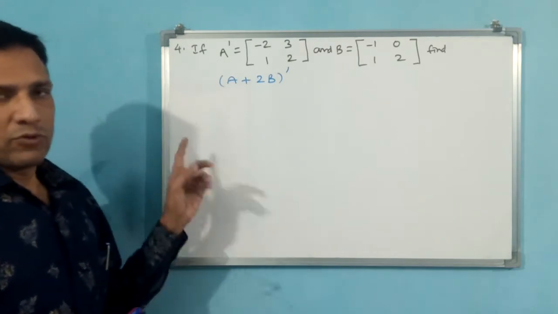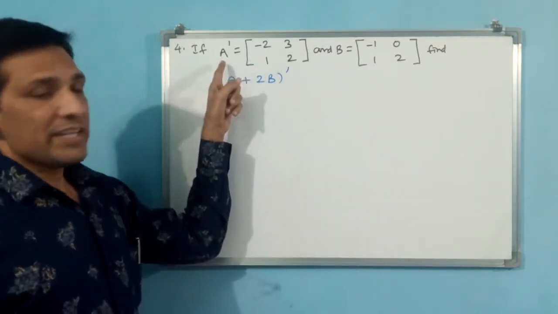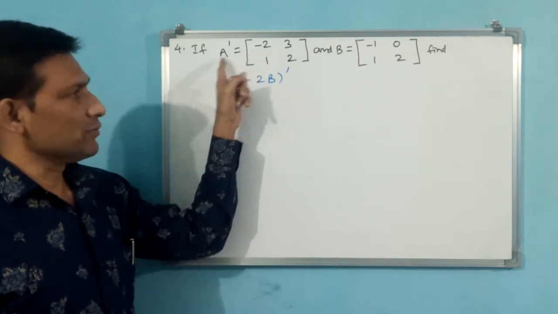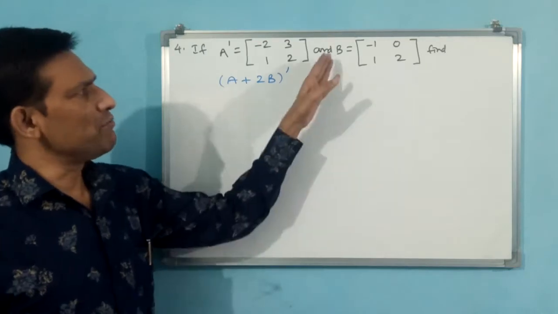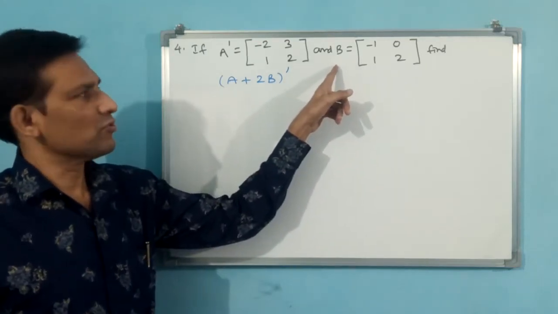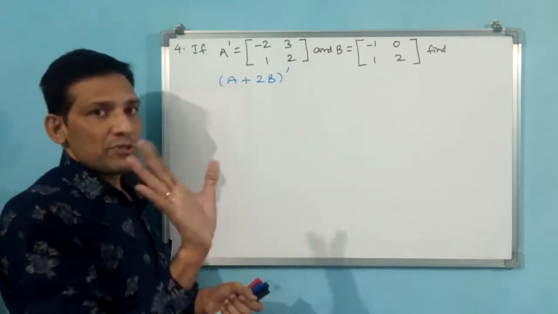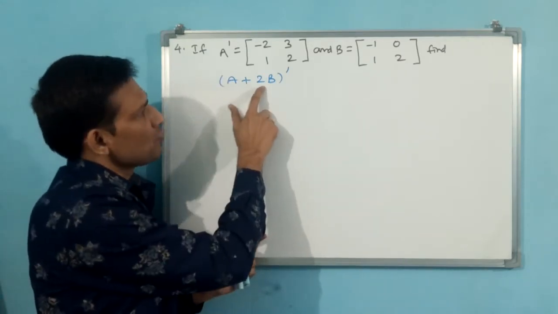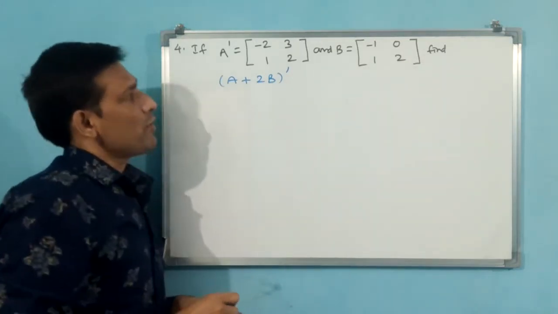Okay. See the fourth question. In this question also, if you carefully observe, here A they have not given. They have given A transpose. But this is 2 by 2 only, very simple. B they have given. They have not given B transpose. And C, finally also A transpose you don't require. You require A plus 2B whole transpose. Find. Okay. What you have to do?